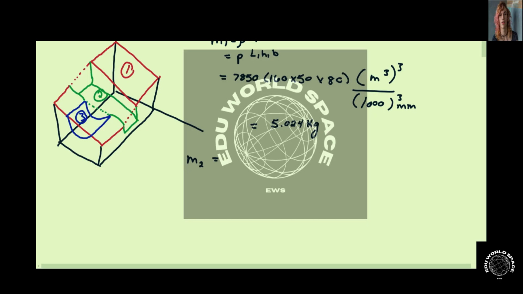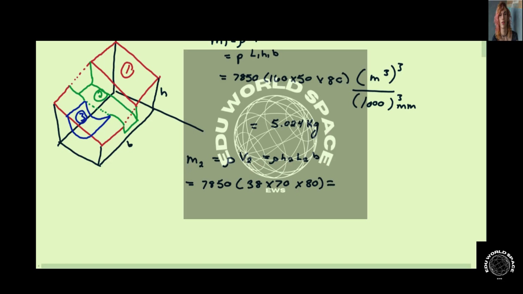The second one is obviously the green one, and this one is going to be density times volume 2. So we'll look at the second one. This is going to be density times H2 times L2 times B, which is 7850, so we're still looking at the steel density. So 38 times 70 times 80, because that's the base. B is the bottom part here. And we get the height, and we have the length, okay?